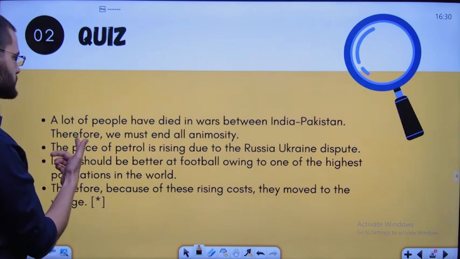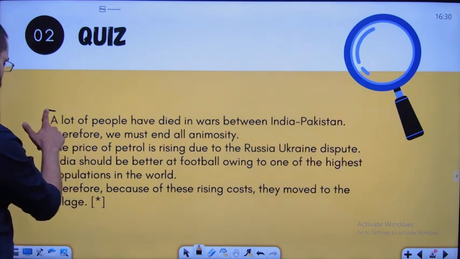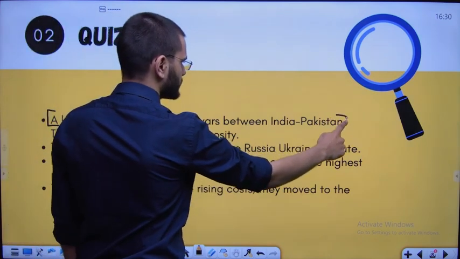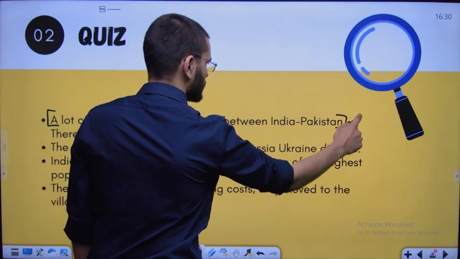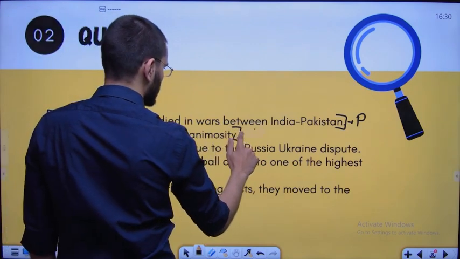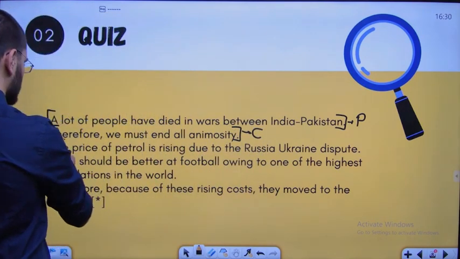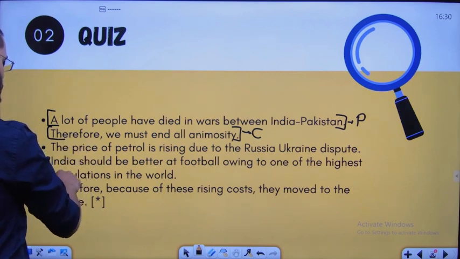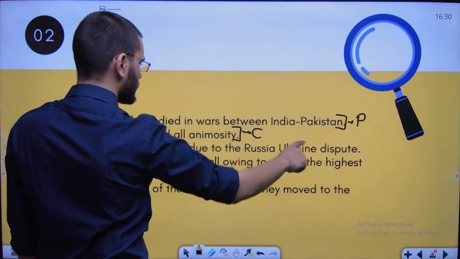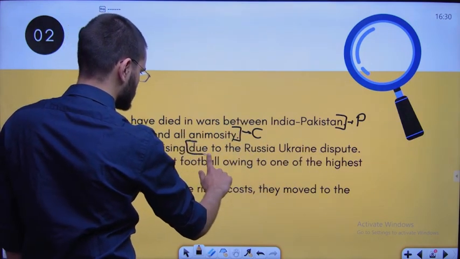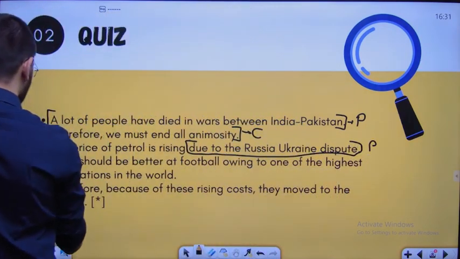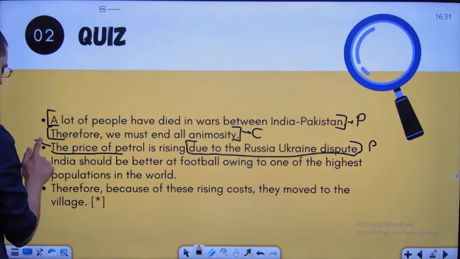Now, the answers to the questions would be: in the first statement, this part, a lot of people have died in wars between India and Pakistan, becomes the premise, and therefore we must end all animosity, becomes the conclusion. The conclusion indicator here was therefore. Now the second statement, the price of petrol is rising due to the Russia-Ukraine dispute. So whenever this due to comes, this becomes the premise, and through this premise we are concluding that the price of petrol is rising. So this becomes the conclusion.